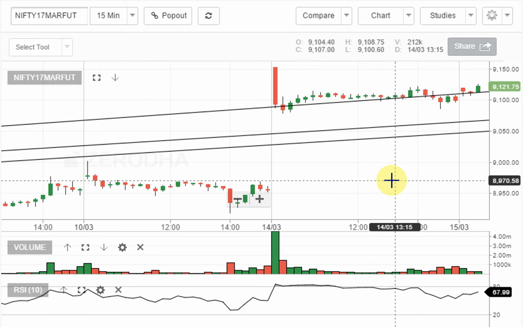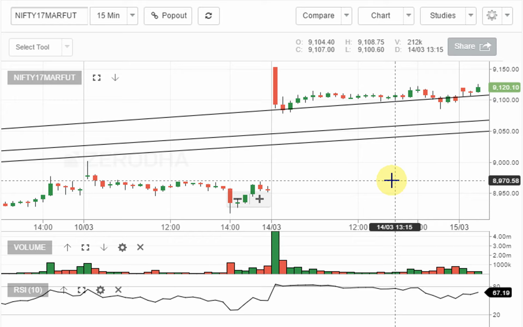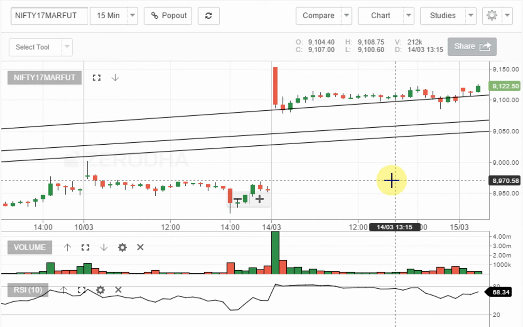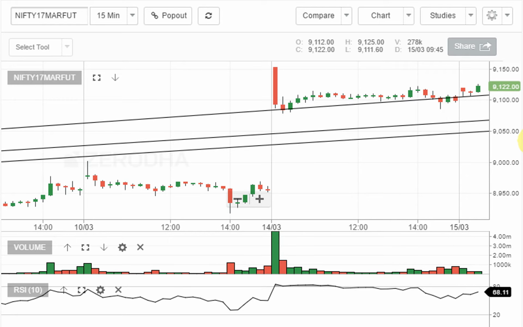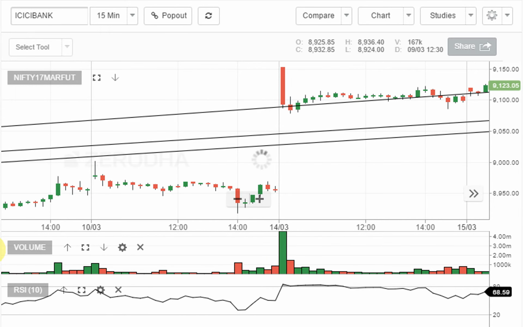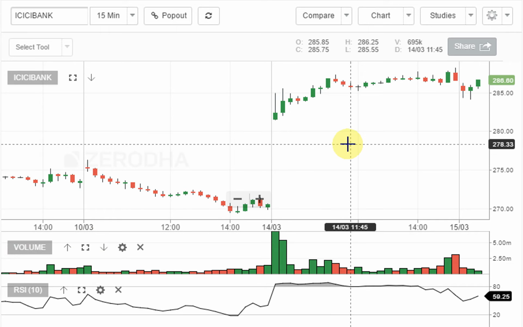So yes, ICICI is again coming up slowly. We'll just have a look at the 290 level, as we have given you the clear picture. 290 is a smaller resistance which you can watch. At 290 levels we can short ICICI. If at all it breaks 299, then wait for the opportunity, let it consolidate from there, and again from the upper side, when it comes down to the 290, then you can take a long position in ICICI. So this is what you can do in ICICI.